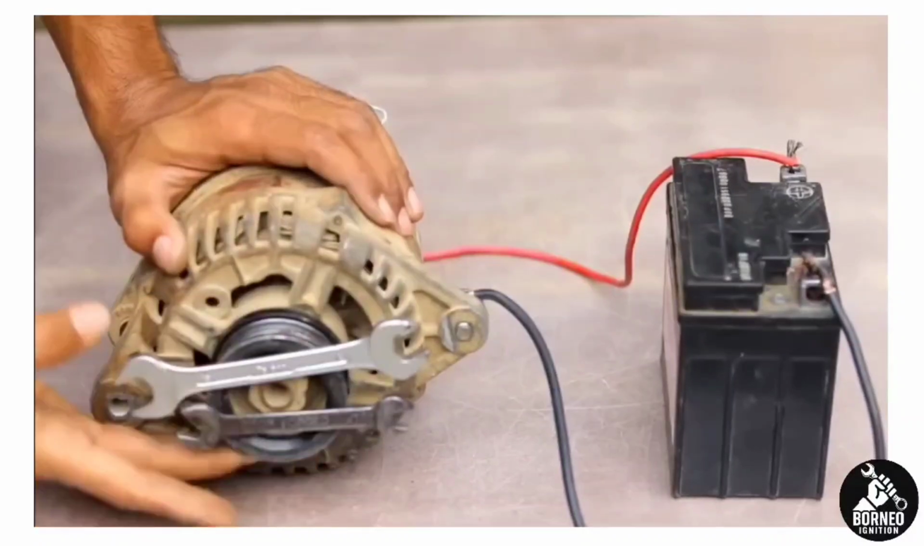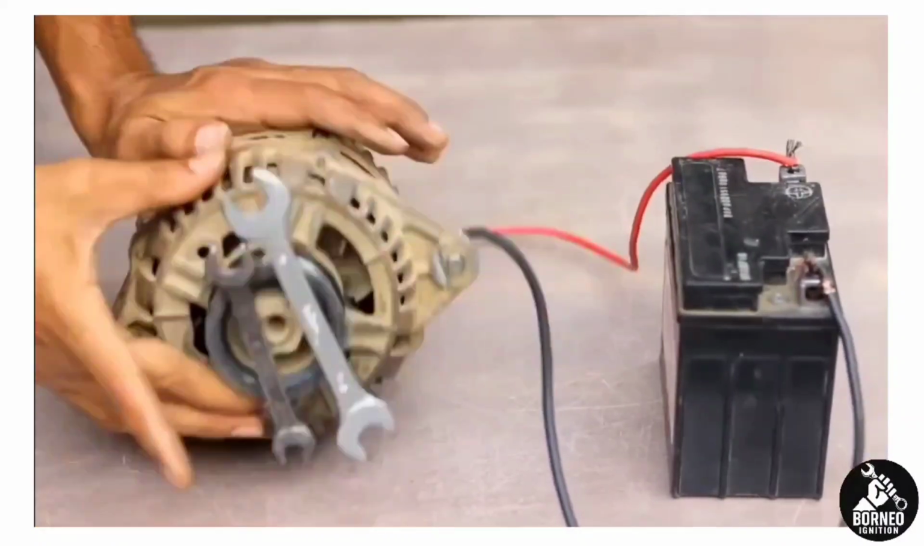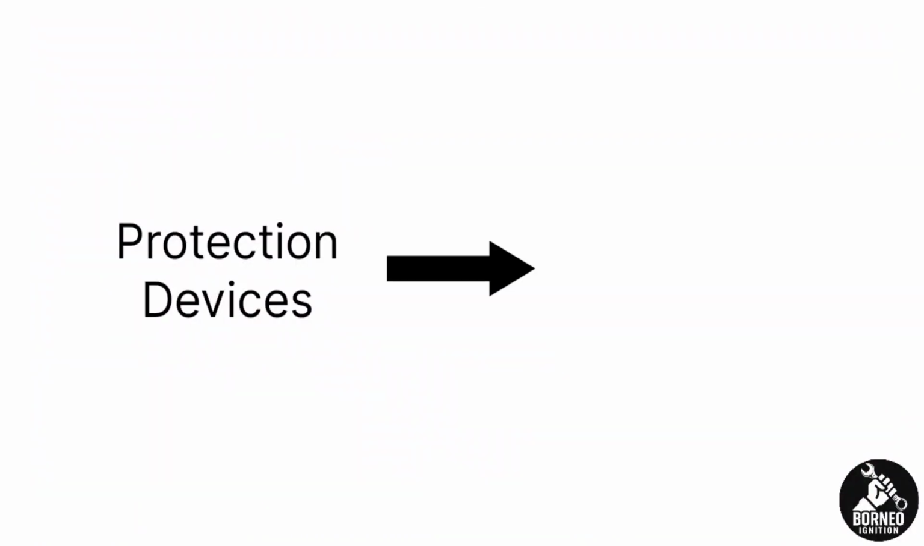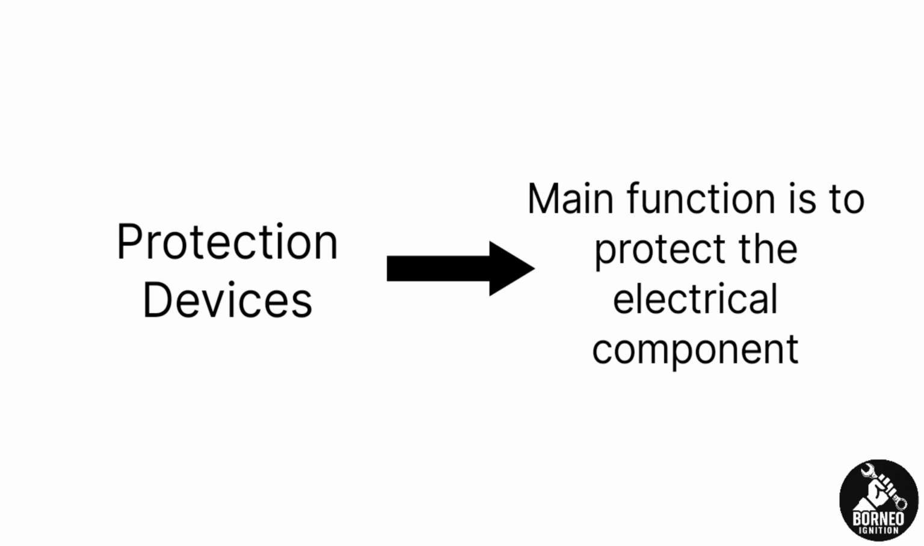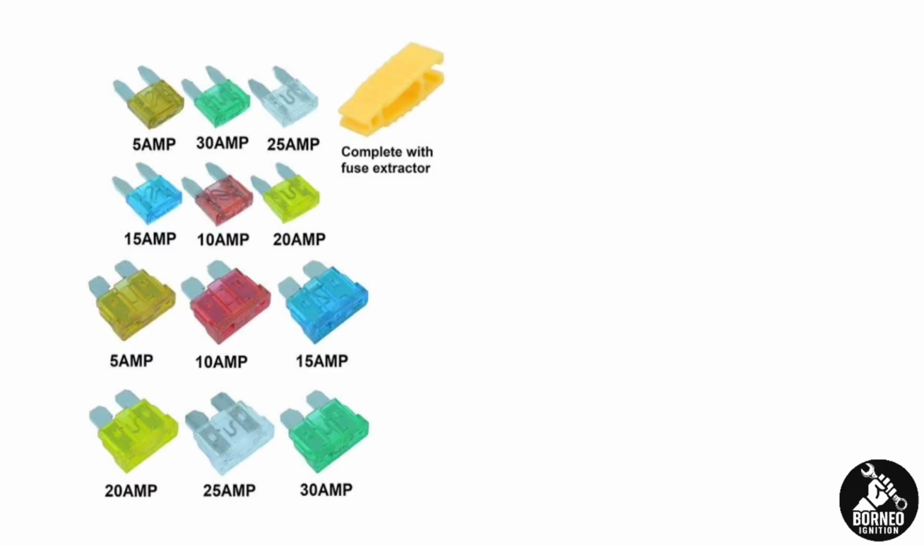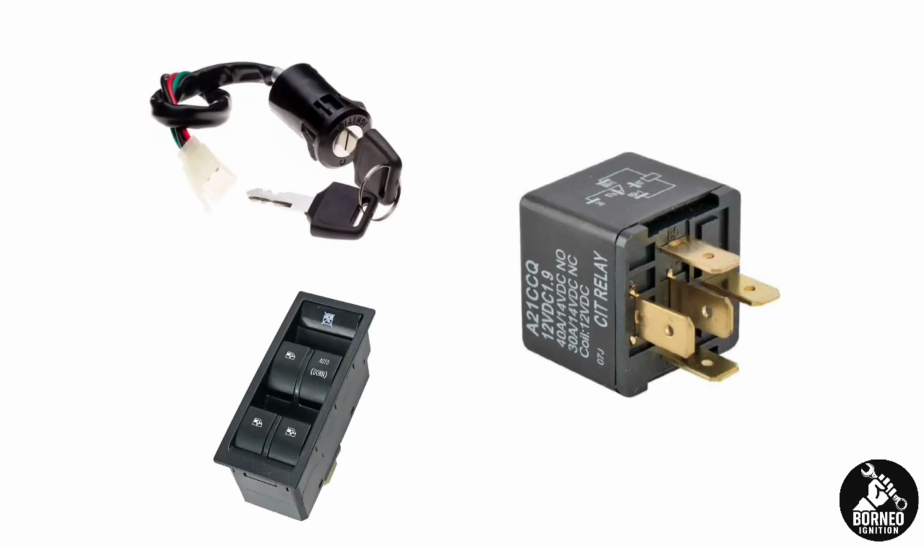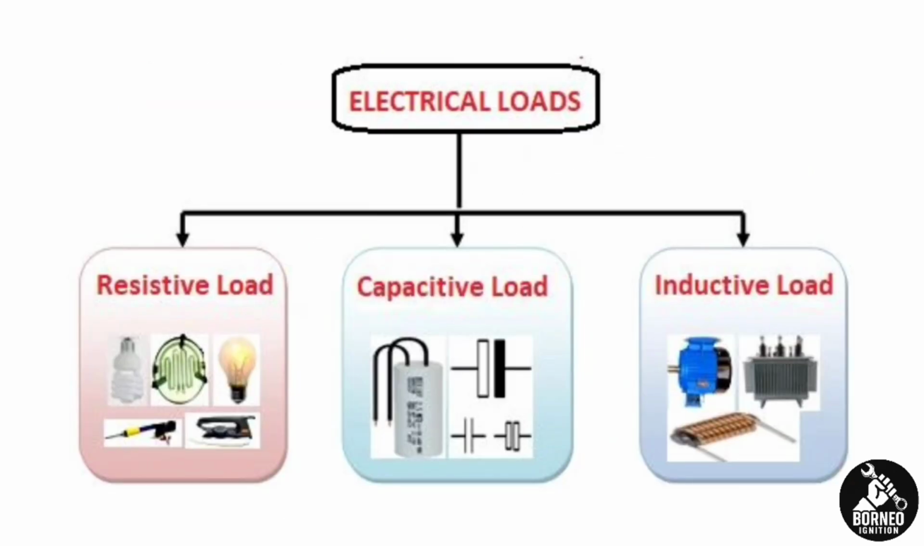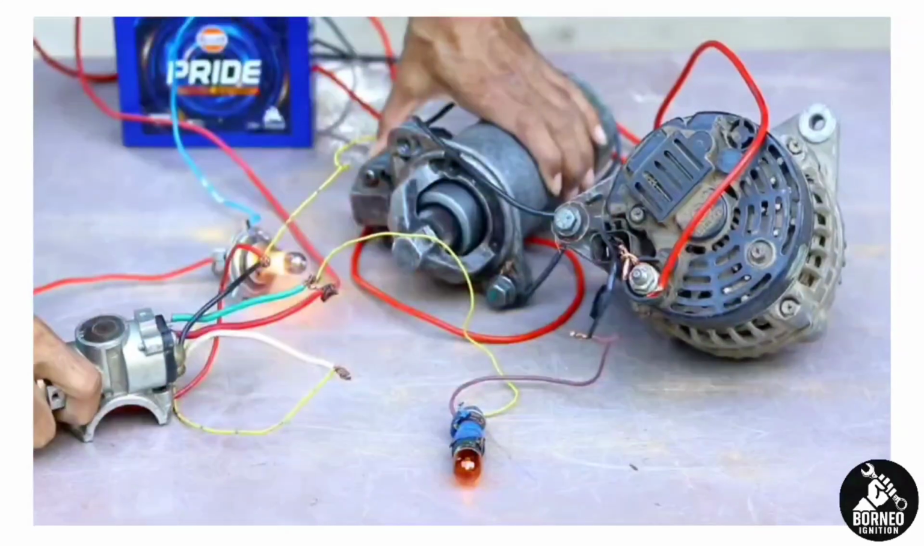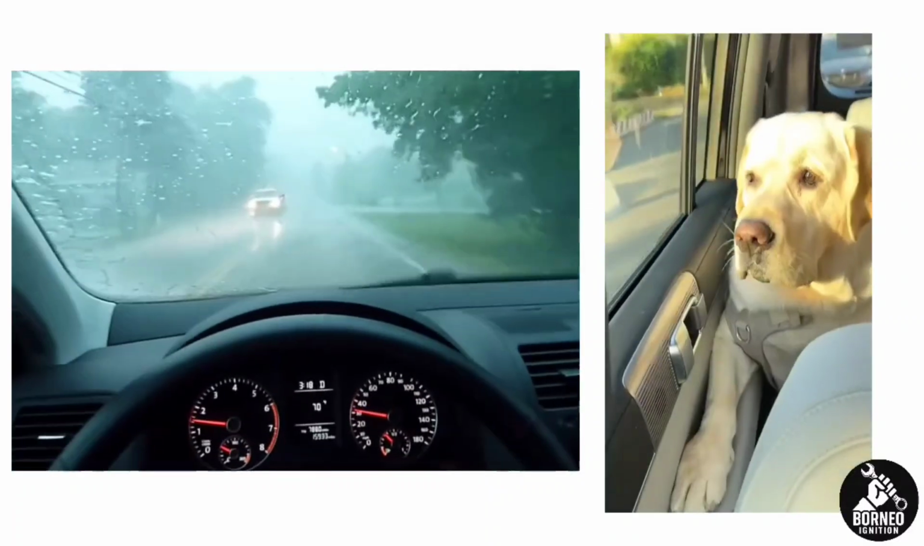Alright, the next thing is that we have the protection devices, which are used to protect all the components, and some types of protection devices are the fuse and fusible link. Then we have control devices such as a switch and relay. And then we have the loads, meaning any component that consumes electricity to do work, like a bulb, fuel injector, wiper, and your car window, things like that.